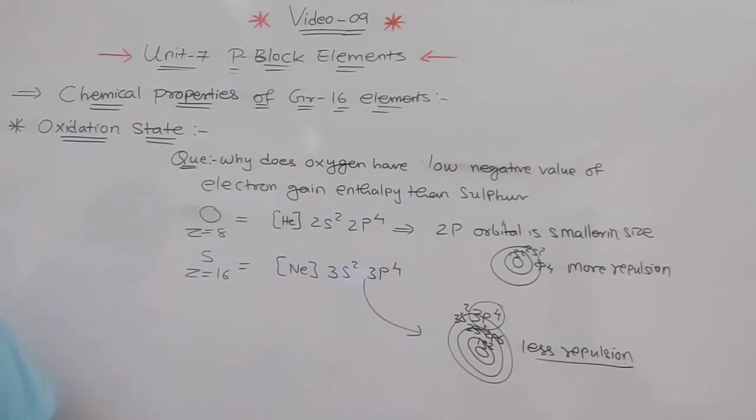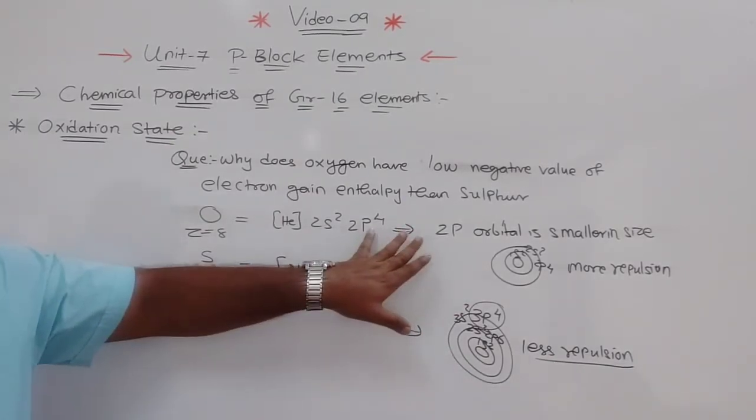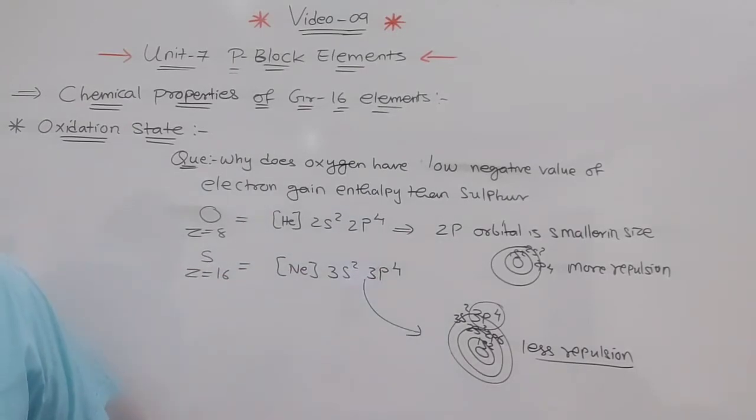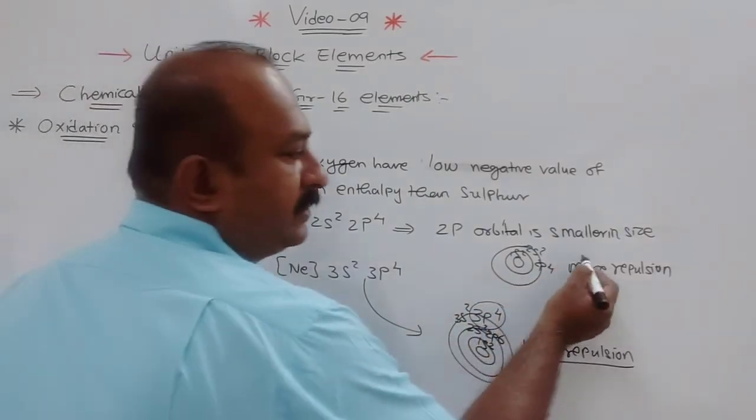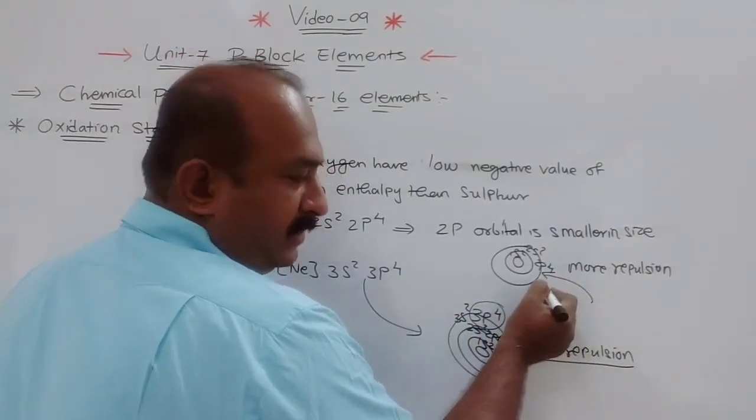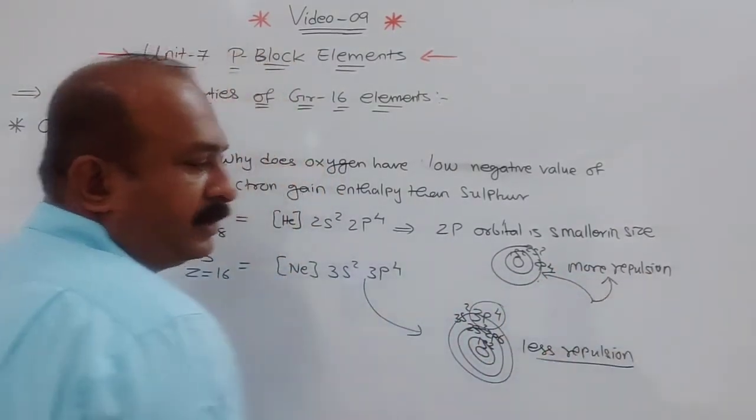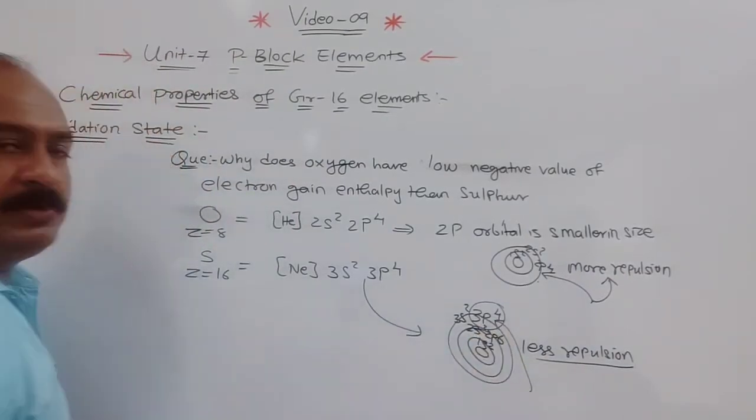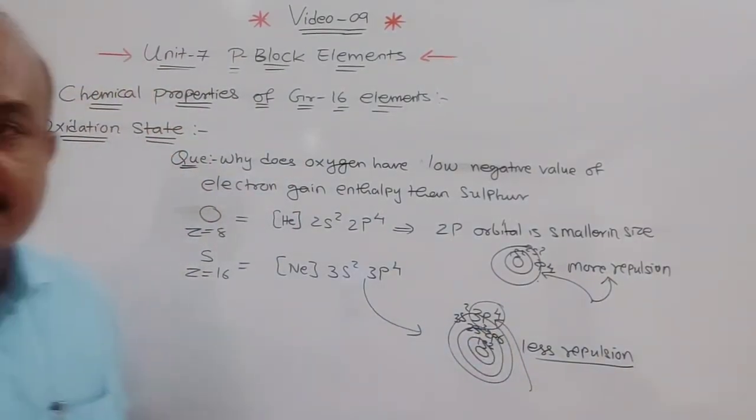What is the answer? 2p is the smallest p orbital and it contains four electrons. So whenever a new electron has to enter for pairing, it experiences more repulsion compared to the 3p orbitals of sulfur. This is the answer.